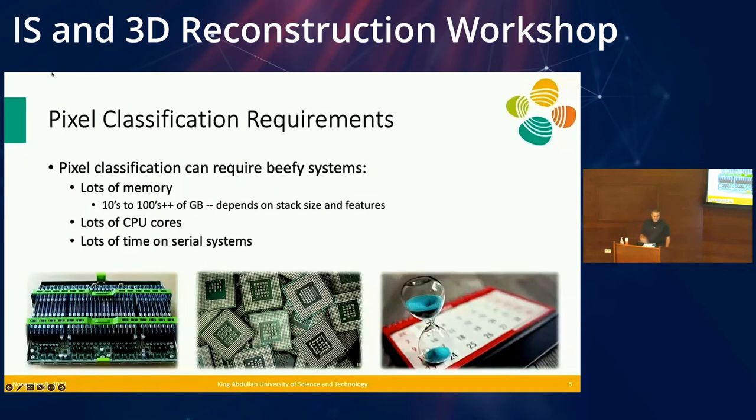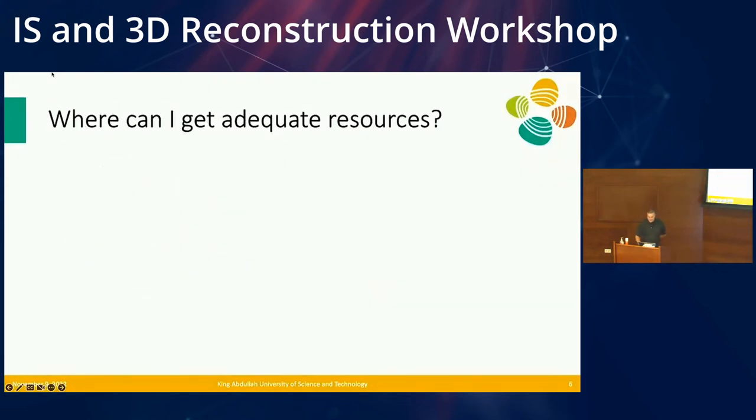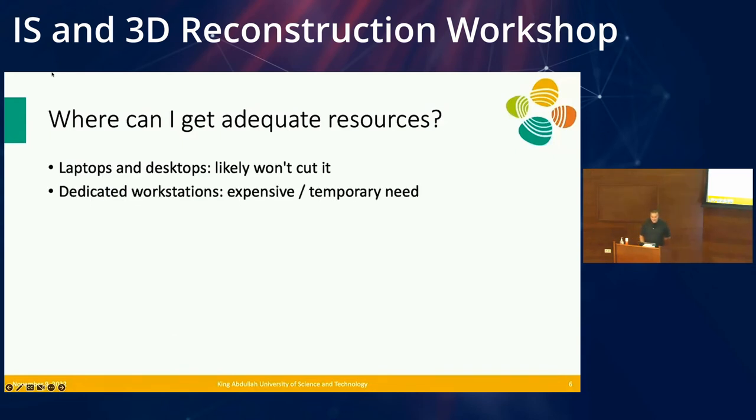Imagine doing that with many more features on thousands of images, and then doing that on dozens of different data sets. So now you're using a lot of time. On serial systems, this can take forever. So where can we get adequate resources around KAUST? Your laptops and desktops, in this case, probably aren't going to cut it.